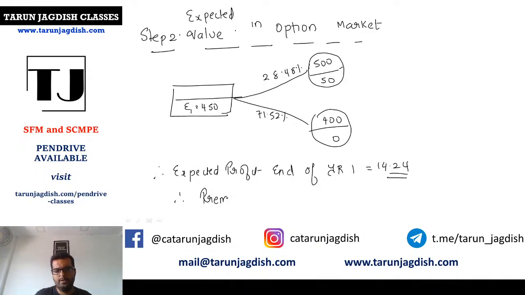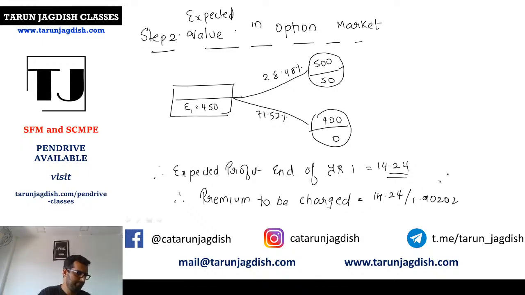Therefore, premium to be charged will be 14.24 divided by 1.0202. The answer will be 13.95. Can you please write down this also in your books now?